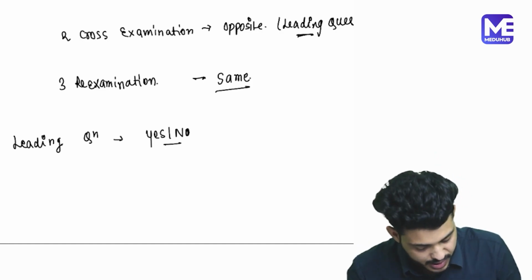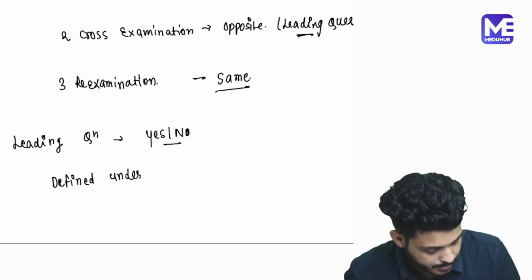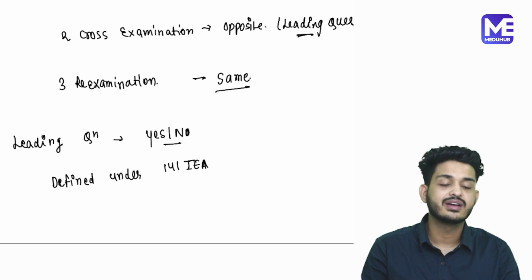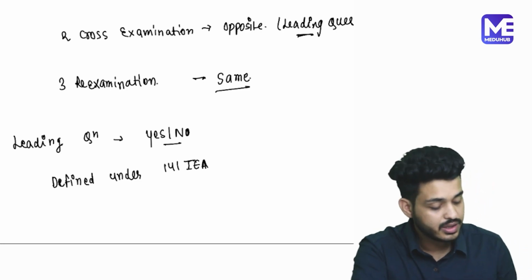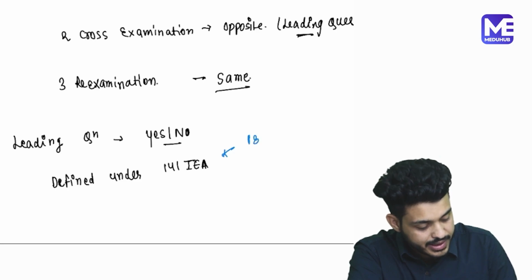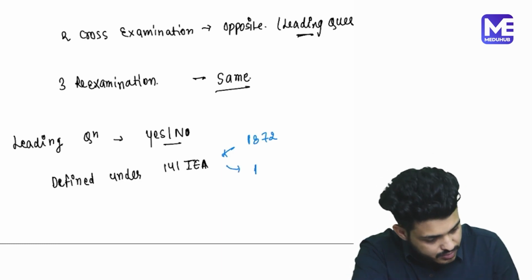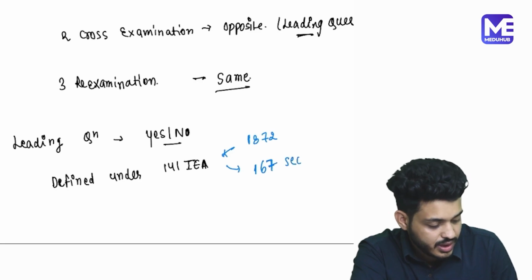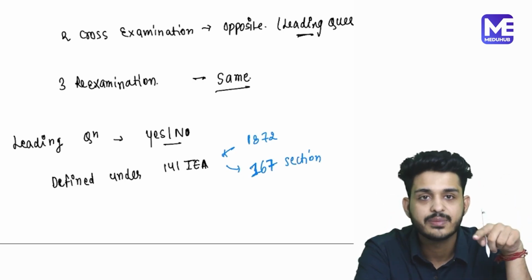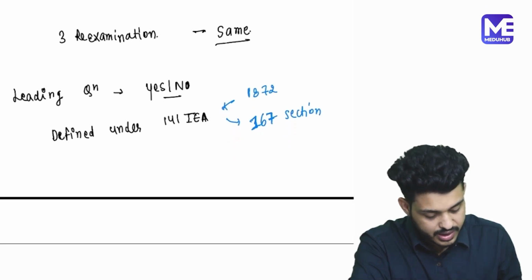It will be defined under Section 141 of the Indian Evidence Act. Look here guys, the Indian Evidence Act was implemented in 1872 and we have a total of 167 sections. For CrPC remember 484 and for IPC remember 511. So this is the Indian Evidence Act. This was the leading question.